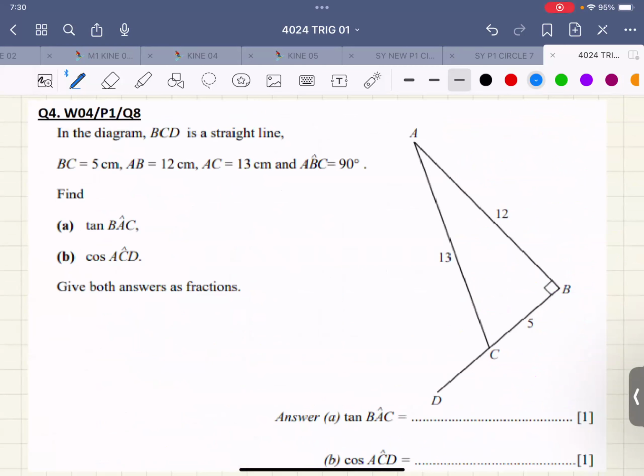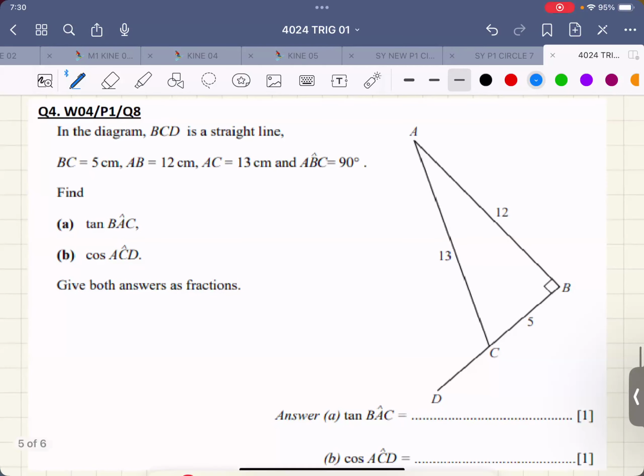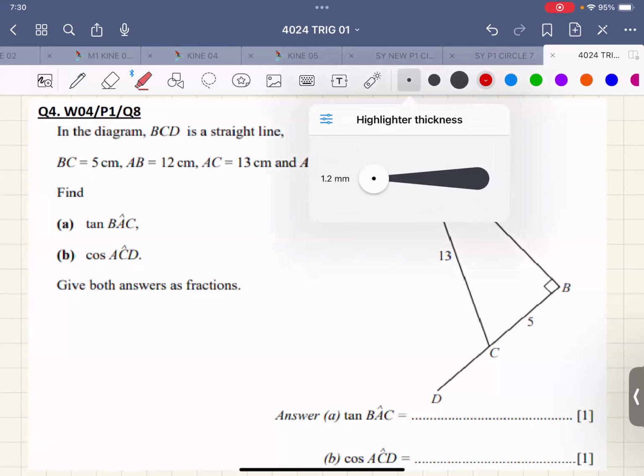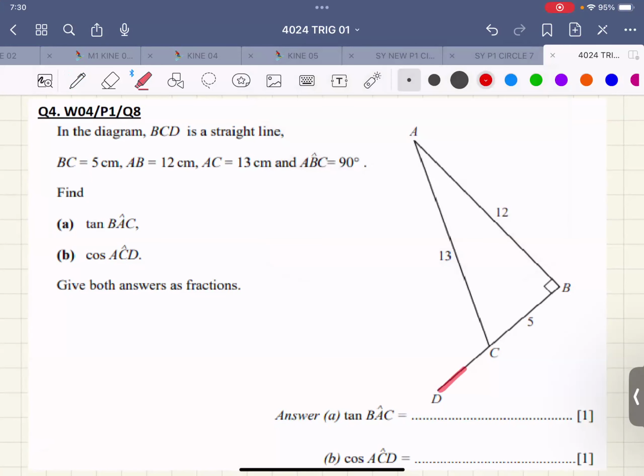Okay, now let's move on. Now it says in the diagram, BCD is a straight line. So let me highlight this. That is this line, which is BCD. So this is a straight line. And AB is 12. So this one is 12 like this.